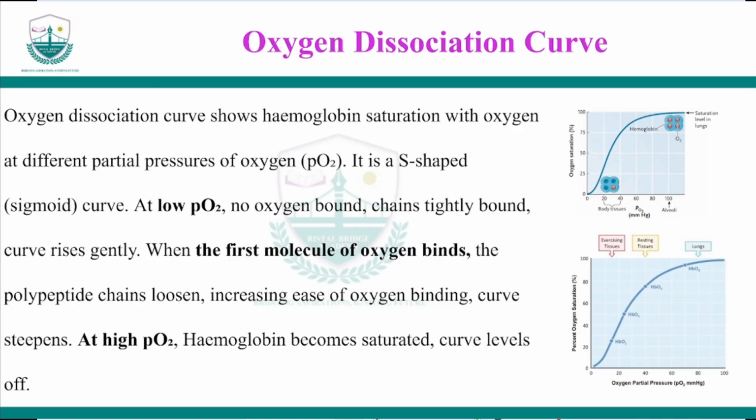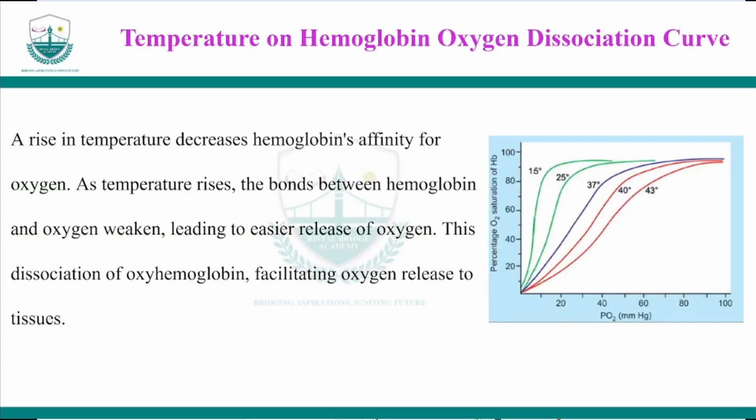Let's now consider the role of temperature. A rise in temperature, such as during fever or exercise, reduces hemoglobin's affinity for oxygen. This weakens the hemoglobin-oxygen bond and shifts the curve to the right, promoting oxygen release. Think of this as the body saying, "We're hot and active. Release more oxygen to the tissues."